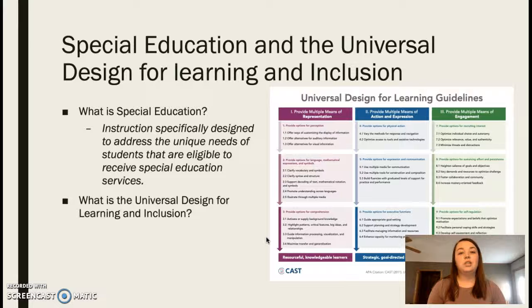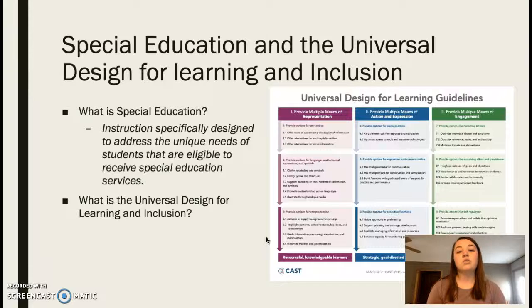So special education, a little brief overview, it's instruction specifically designed to address the unique needs of all students, including those that are eligible to receive special education services. So any students that have any kind of disabilities that require them to be in the special education field.